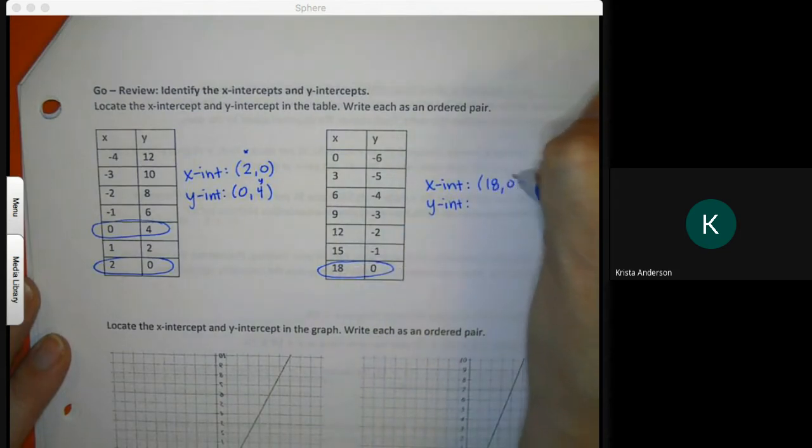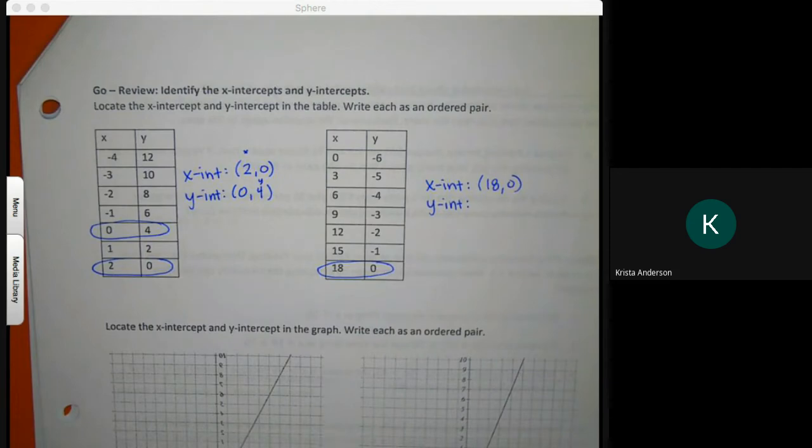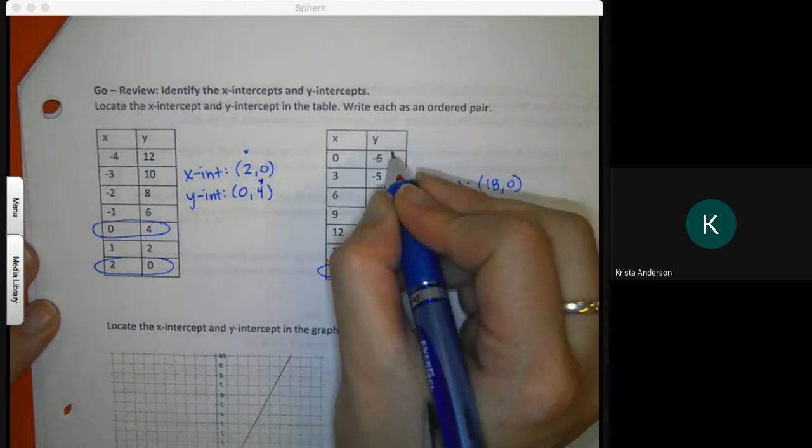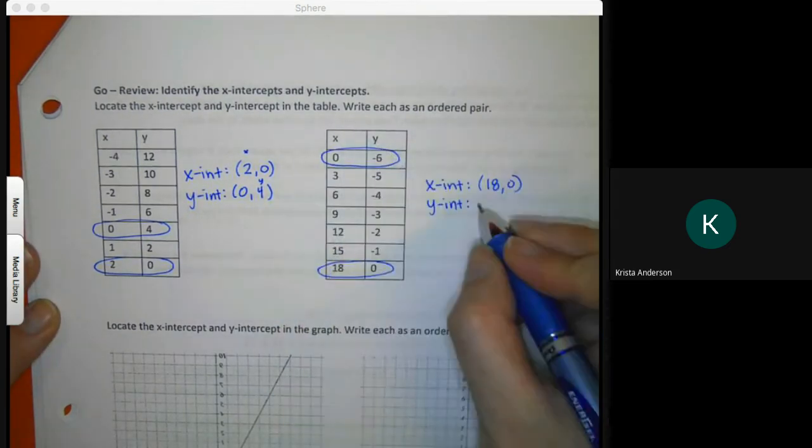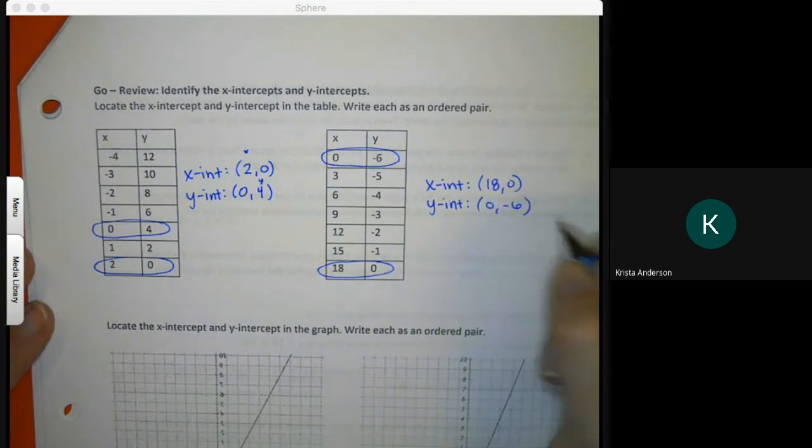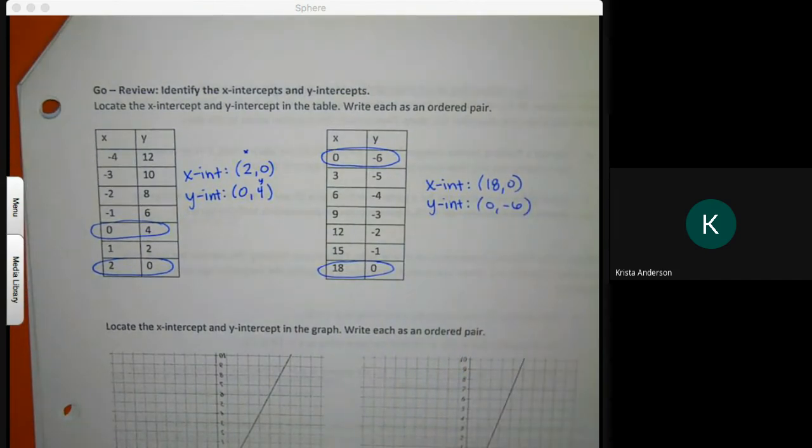18, 0. And who would like to share the Y-intercept from the table? Yeah, what'd you get? 0, -6. Good. 0, -6. Any questions on the table? Hopefully they're nice. Next one is a graph.